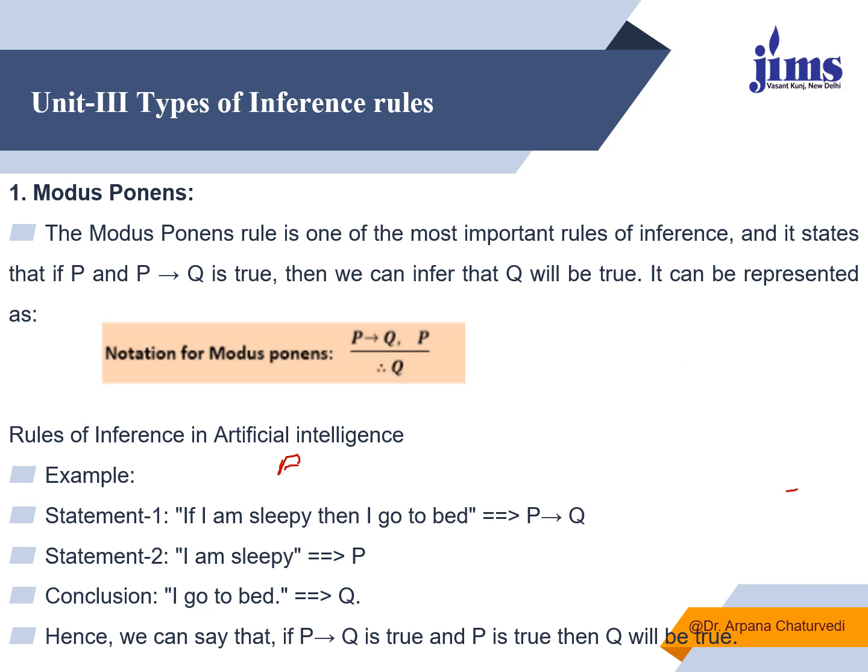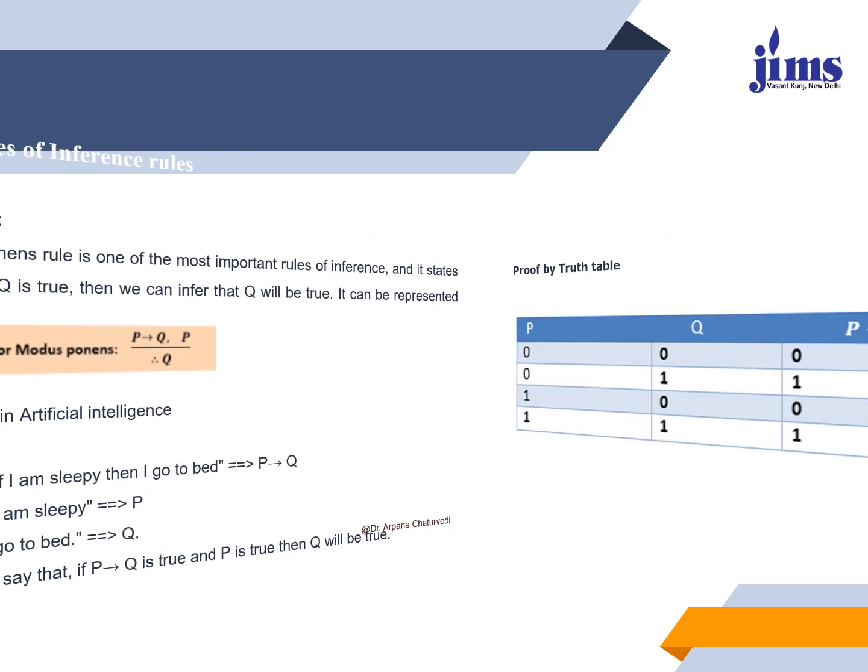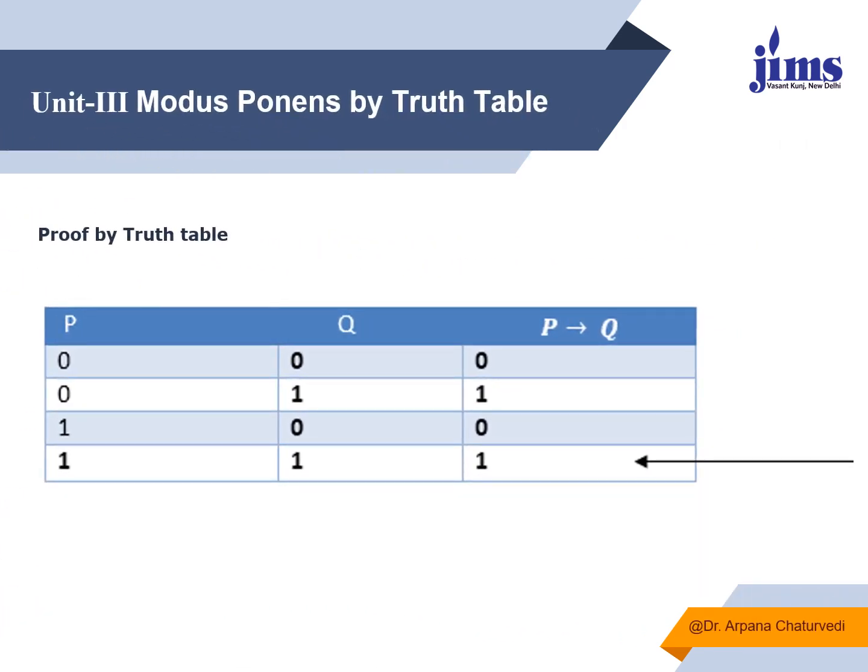Next we will see the truth table. Through the truth table also you can see: P is 0, Q is 0, P implies Q will be 1. P is 0 but Q is 1, it will be 1. If P is 1, Q is 0, it will be 0, and if both are 1, it will be 1. 1 means true, 0 means false. So you can see that if P is true and P implies Q is true, then Q is also true. So this is the modus ponens rule.